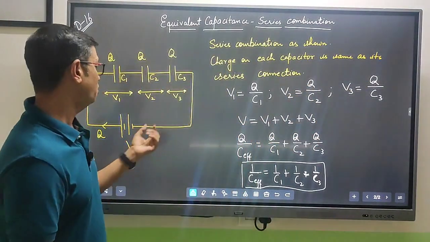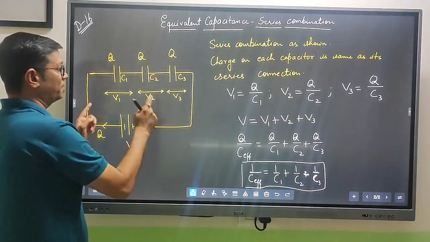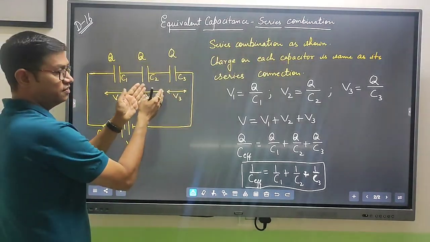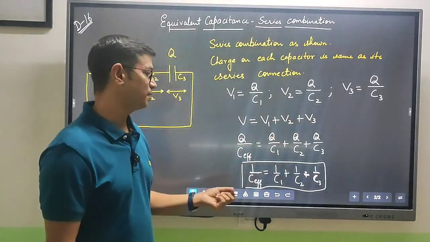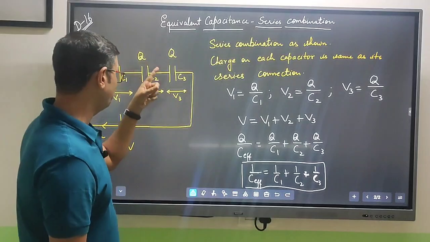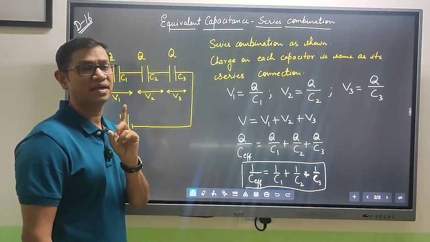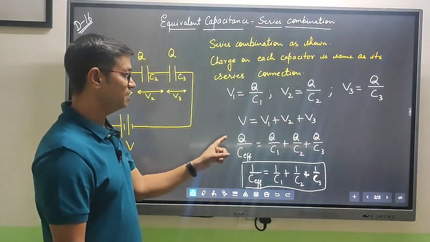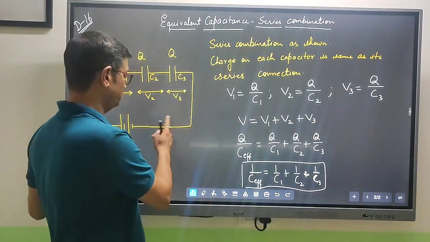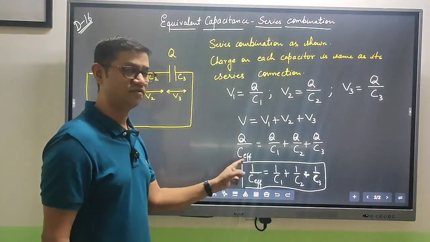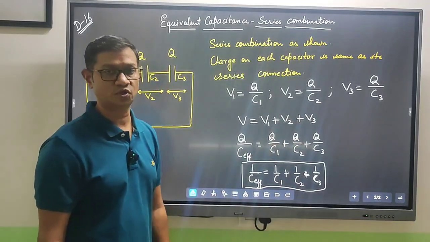Very simple. Now if you are moving from this point to this point, the total potential drop has to be V, and this is V1 plus V2 plus V3, right? So that means V should be equal to V1 plus V2 plus V3. What is the value of V? If you remove these three capacitors and replace them with a single capacitor of capacitance C effective, the potential difference across it has to be Q by C effective, and that has to be equal to Q by C1 plus Q by C2 plus Q by C3.